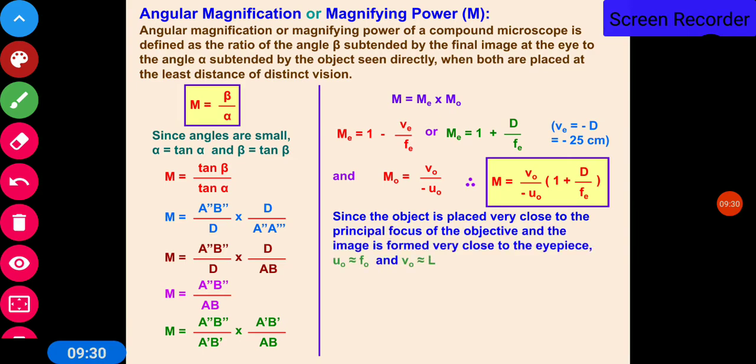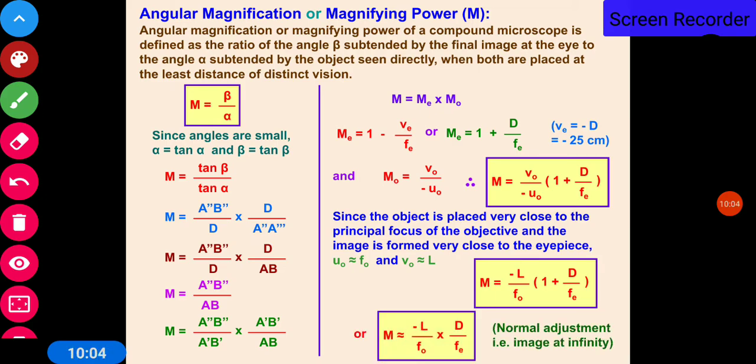Since the object is placed very close to the principal focus of the objective and the image is formed very close to the eyepiece, we can say that U naught is equal to F naught, the focal length of the objective, and V naught is equal to L. L is the length between the objective lens and the eyepiece. So replacing these two values, the formula reduces to m is equal to minus L upon F naught into 1 plus D upon FE, or m is equal to minus L upon F naught plus D upon FE. This formula is for the normal adjustment.